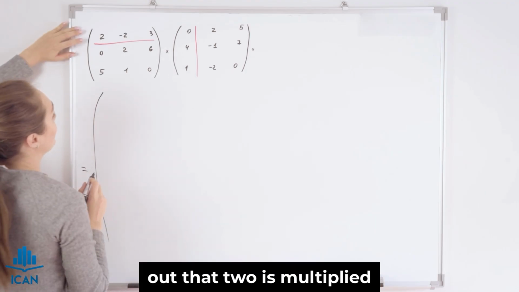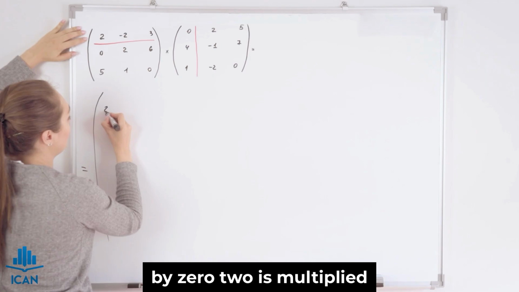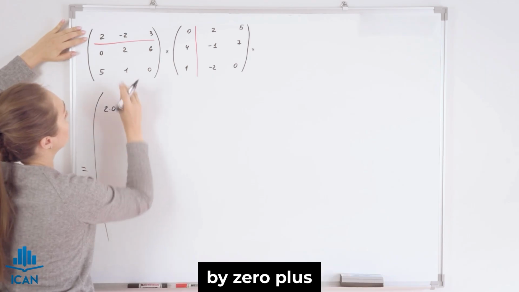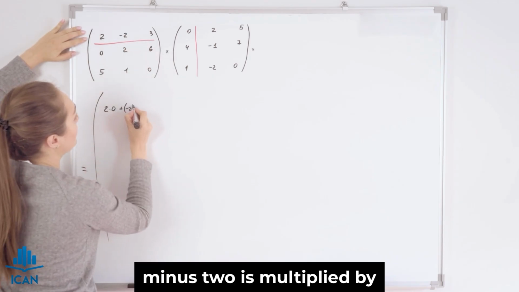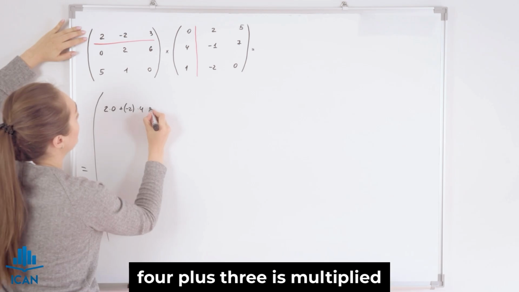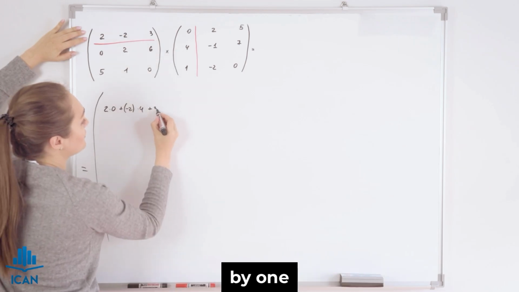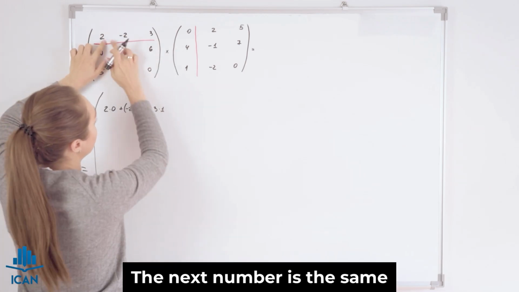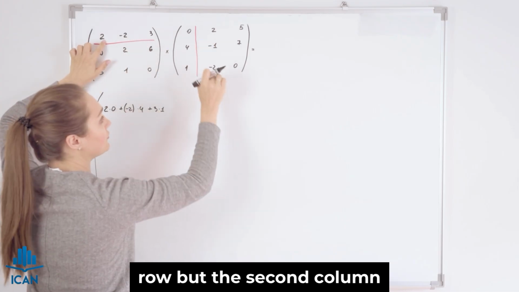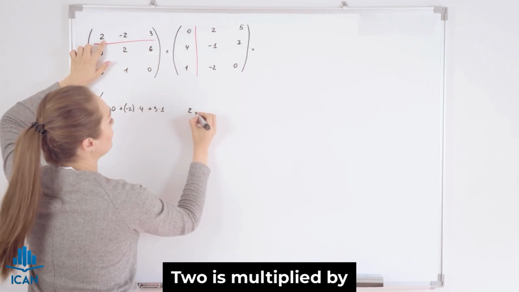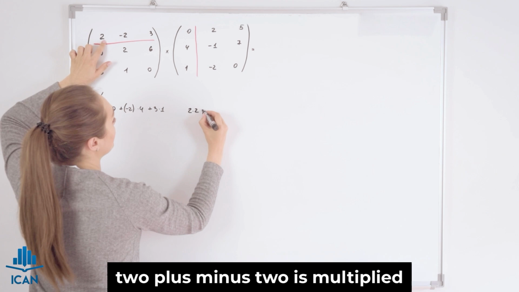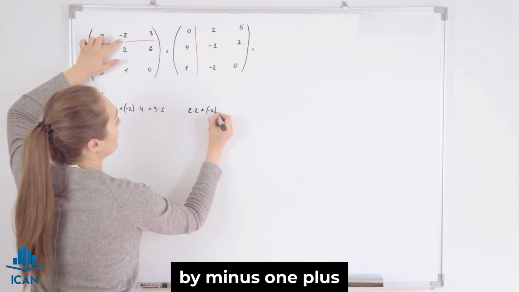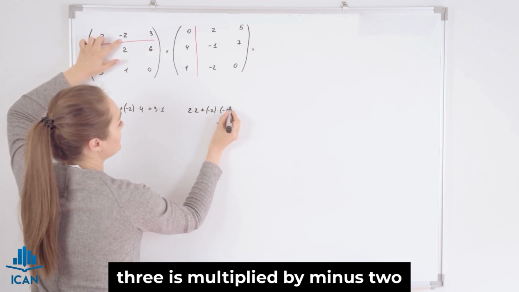So it turns out that 2 is multiplied by 0, plus minus 2 is multiplied by 4, plus 3 is multiplied by 1. The next number is the same row, but the second column. 2 is multiplied by 2 plus minus 2 is multiplied by minus 1, plus 3 is multiplied by minus 2.